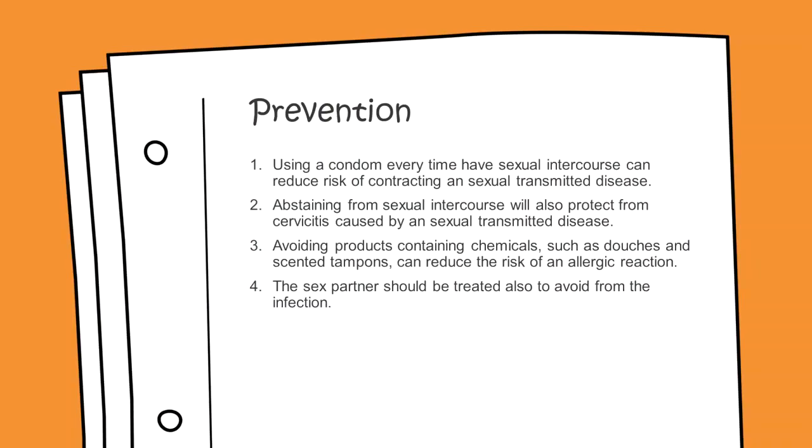Now the prevention. First, using a condom every time you have sexual intercourse can reduce the risk of contracting a sexually transmitted disease. Second, abstaining from sexual intercourse will also protect from cervicitis caused by a sexually transmitted disease. Third, avoiding products containing chemicals such as douches and scented tampons can reduce the risk of an allergic reaction. And fourth, the sex partner should also be treated to avoid infection.